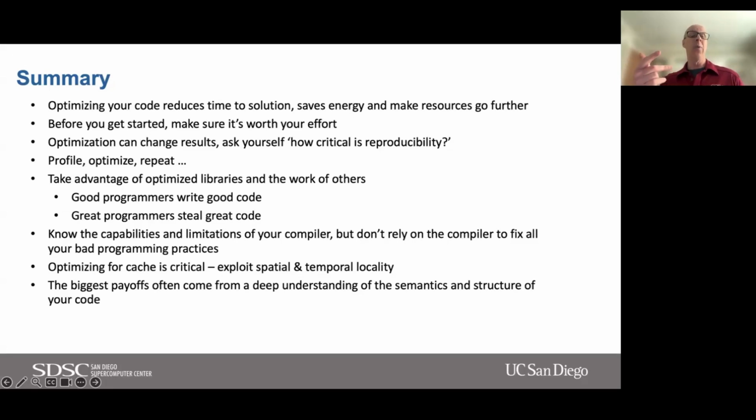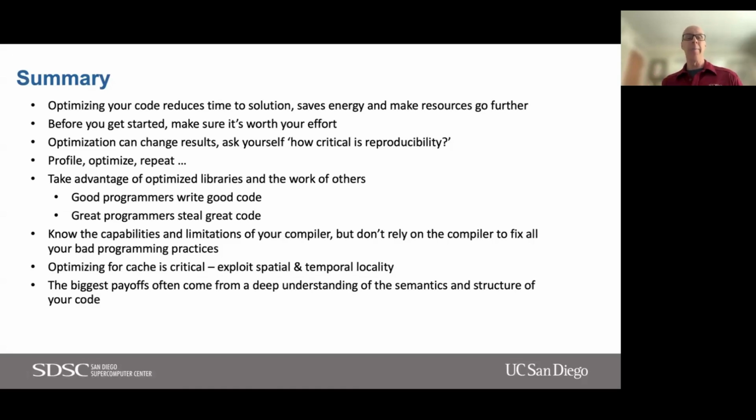Optimization, as we go from O2 to O3, or manual optimizations, can sometimes change results. Remember that algebraic identities are not precisely floating point math identities. But you do need to ask yourself, how critical is reproducibility? Can you tolerate that potentially very, very small difference, often 8 to 10 decimal places out, as you make these changes? If you are going to optimize your code, profile, optimize, and then after you're done, profile again.